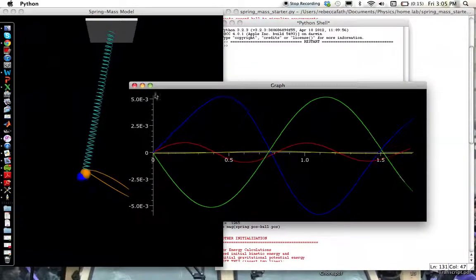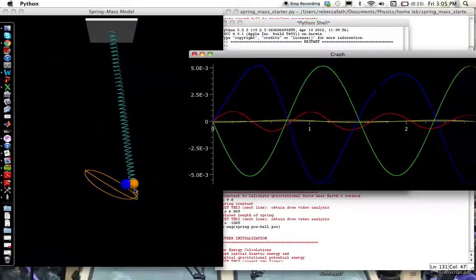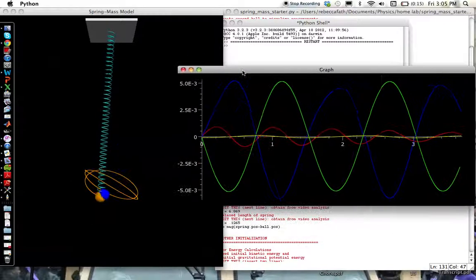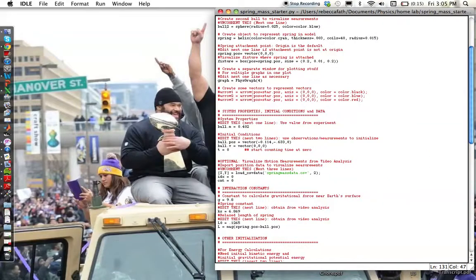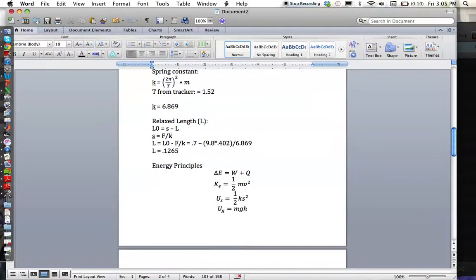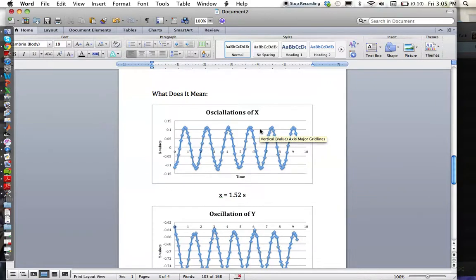And then you can see over here on my model that the blue ball is the actual and the orange is the predicted, and you see they're following fairly close along, which means that it is a good model, as I said in my observations before. That's one what does it mean question.